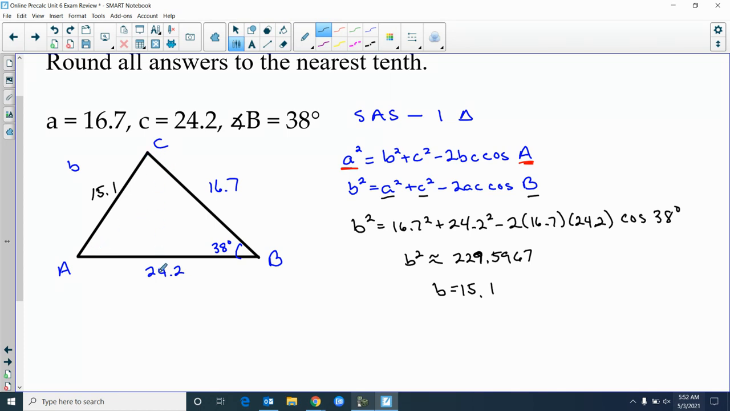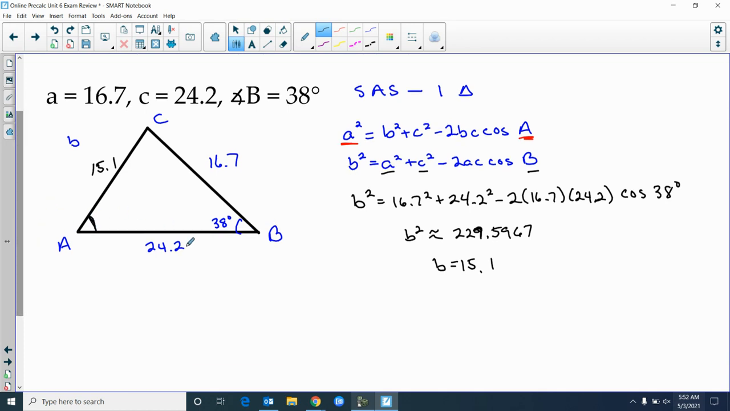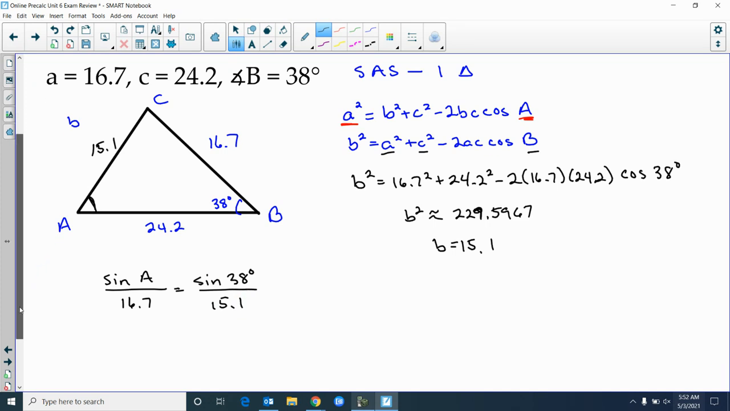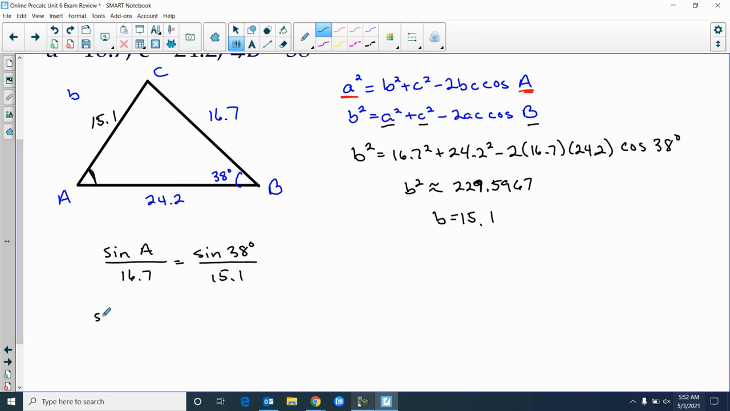Angle C is across from 24.2. Angle A is across from 16.7. The bigger the side, the bigger the angle. So 24.2, angle C will be bigger than angle A. So I'm going to look for angle A at this point using the law of sines. So I'm going to say sine of angle A over 16.7 equals sine of 38 over 15.1. Now I'm looking for the angle, so I'm going to have to use inverse sine.